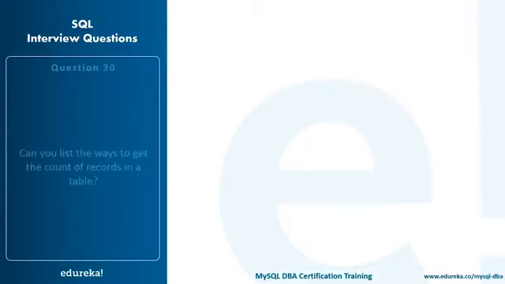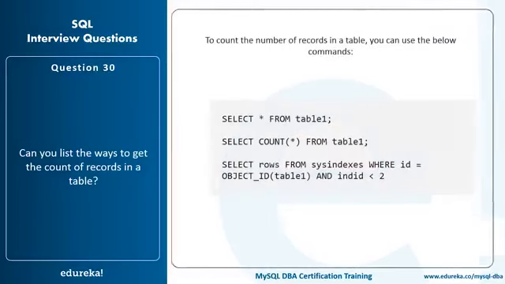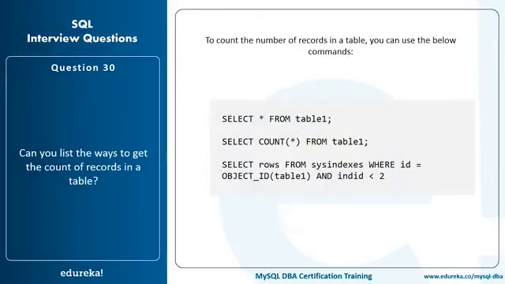Now let's move forward to our next question: can you list the ways to get the count of records in a table? To count the number of records in a table, you can use various kinds of queries. There are mainly three queries that I've mentioned over here. The first is select star from table 1. Star means basically select all, right? When you want to select all the rows, all the records from a table, you can use star. Next, when I say select count star from table 1, you select all the records from table 1 and then you count them.